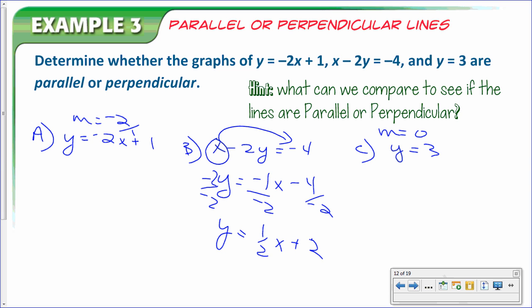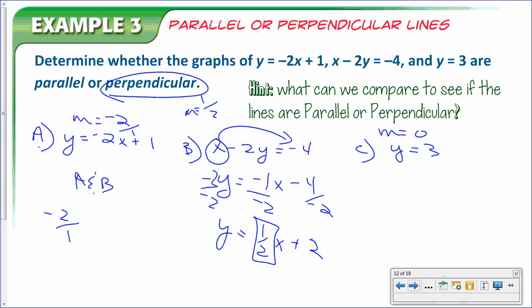2, right? Okay, so the slope here is 1/2. What can you tell me about these lines? They're perpendicular. Which ones? A and B are perpendicular, right? -2/1 and then 1/2, are those opposite reciprocals? Okay?